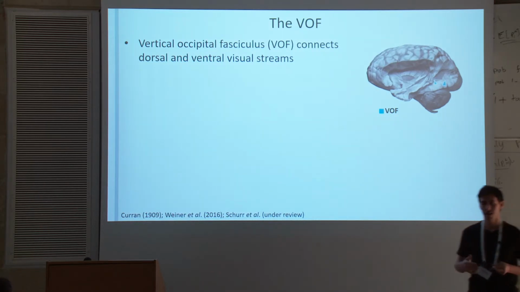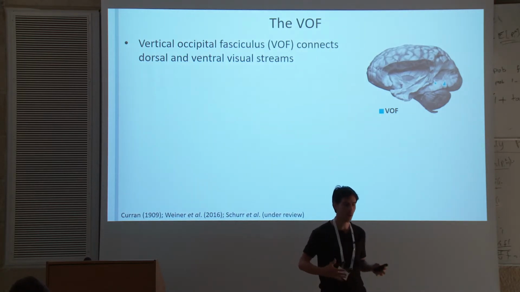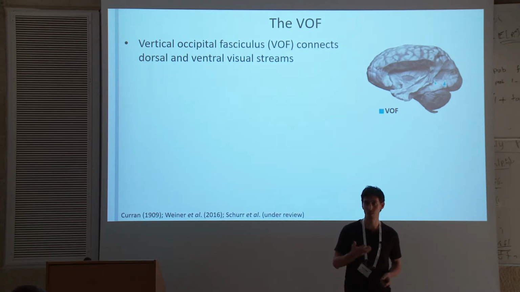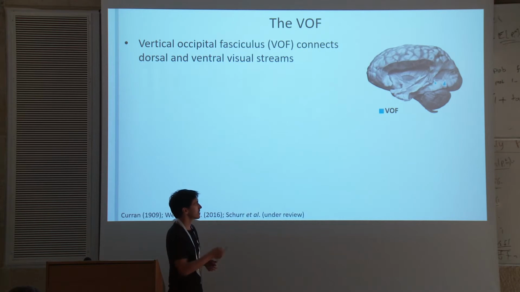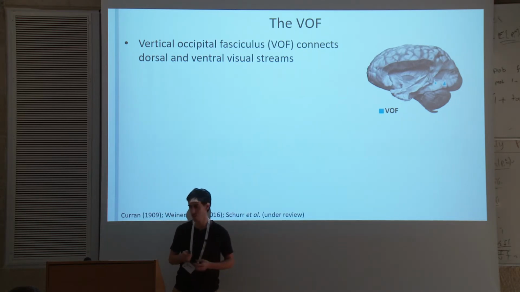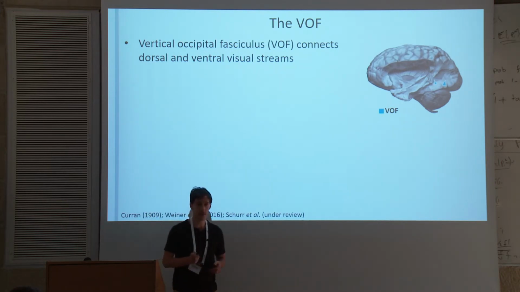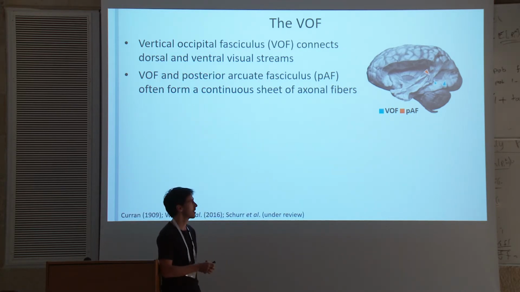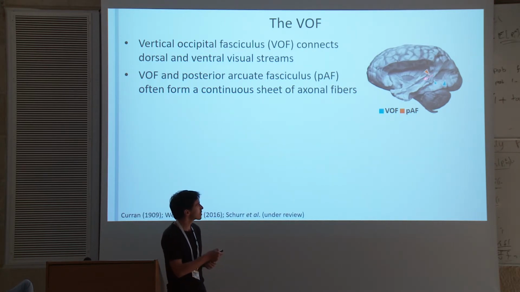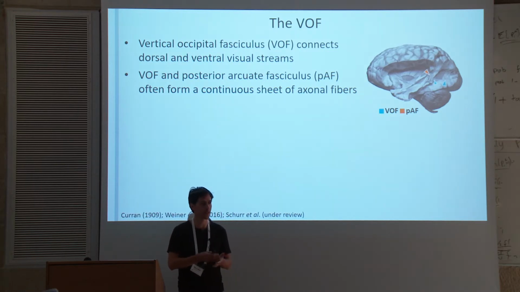It's really interesting. It draws a lot of interest lately, mostly because it is thought to be what allows us to integrate information between these two very different streams. And one thing to know about it, already known in 1909, is that the VOF is pretty hard to delineate, especially around the anterior part, because there's another white matter tract there, the posterior arcuate fasciculus, probably not a classic visual system tract, and they're so close together that they often form a continuous sheet of fibers, and it's hard to say where one of them ends and the other begins.